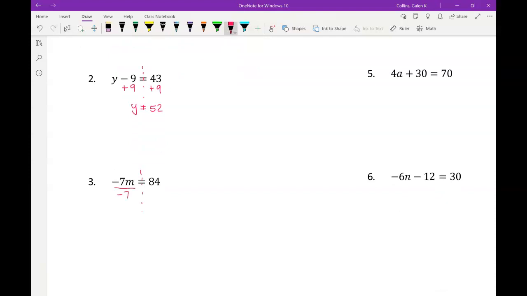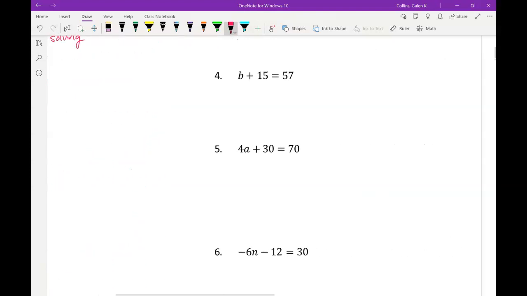All right, number 3, again, a simple equation. I could divide both sides by 7 to undo the multiplication. Excuse me, I said 7. That should be a negative 7. And again, if you want, you can use the calculator, but 84 divided by negative 7 is negative 12.